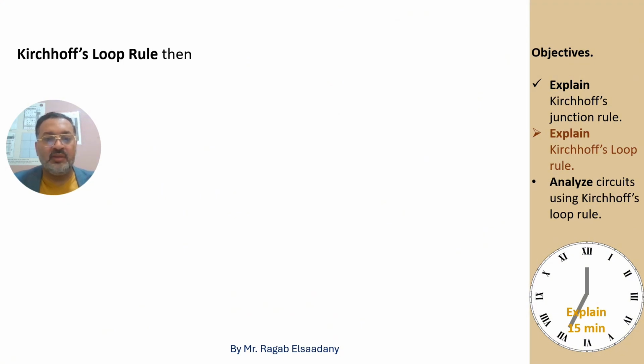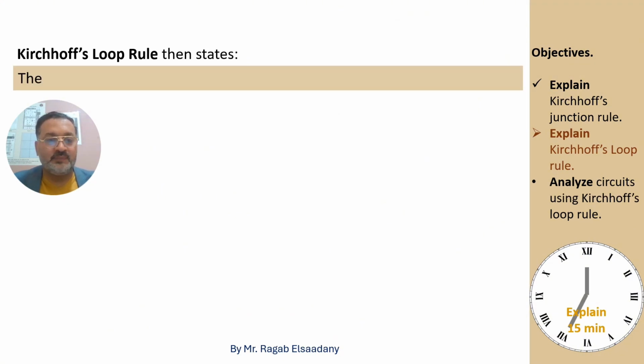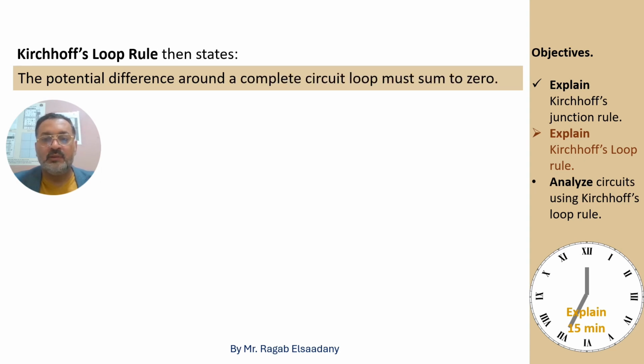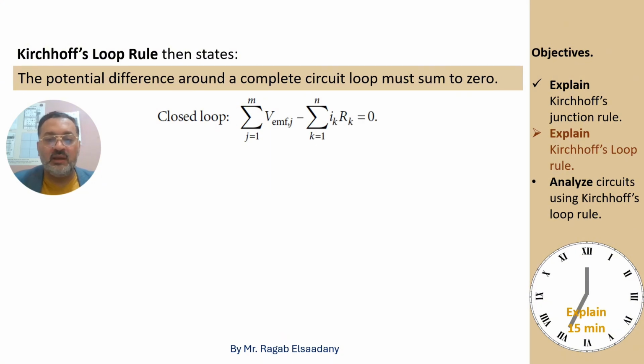Kirchhoff's loop rule states that the potential difference around a complete circuit loop must sum to 0. Summation V EMF minus summation IR equals 0. Summation EMF means the summation of potential differences in all power supplies or sources, minus the summation of potential drops in all resistors or all loads in the circuit, is equal to 0.